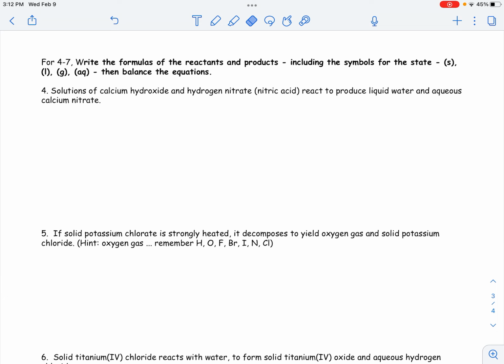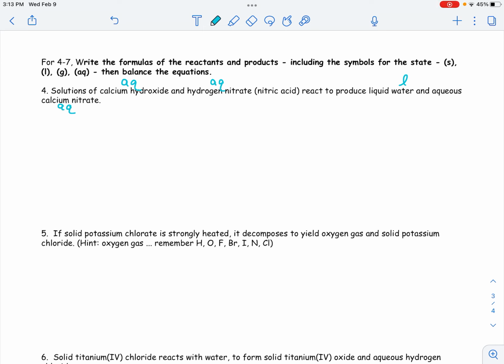So the first thing that I like to do is, I don't know about you guys, but I always forget to put my state scripts in my formula. And so what I like to do is write them above the problem when I'm reading it. So the first word tells me solutions. So if you remember, solutions means it's aqueous. So solutions of calcium hydroxide, which is going to be aqueous, and hydrogen nitrate, which is aqueous, react to produce liquid water and aqueous calcium nitrate. This way, when I check my equation when I'm done writing it, if I forgot to add the state scripts, I can go back and add them easily, and it reminds me to check for them.